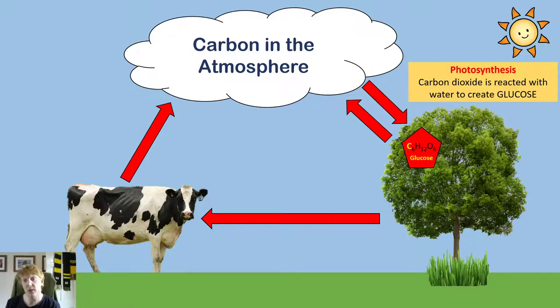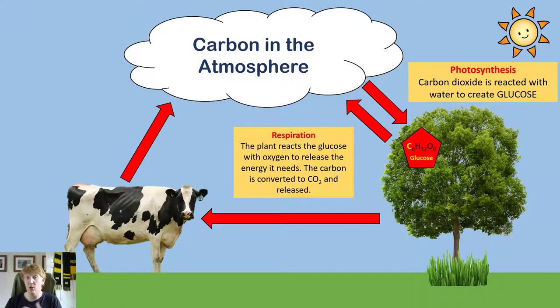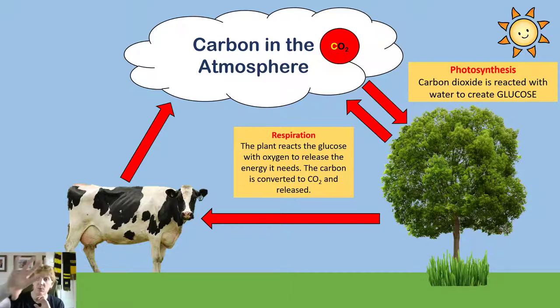So what does the plant do with it? Well, the plant may very well use that glucose, or that sugar, for respiration. It reacts the glucose with oxygen to release the energy it needs to keep itself alive, which means the carbon is converted straight back into carbon dioxide, just like you saw, which is released out of the leaf of the plant and back into the atmosphere. So photosynthesis will take carbon dioxide out of the atmosphere, and respiration will release that carbon dioxide back into the atmosphere. So this is one path that the carbon could have taken. Let's have a look at a different path.